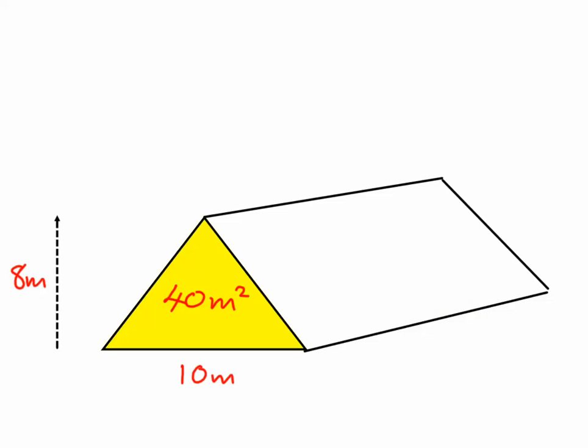Now, if this was the triangular end of a triangular prism, we now wish to find the space inside this prism. And if this had a length of 15 meters, then once again we would take the cross-sectional area and times it by this depth.